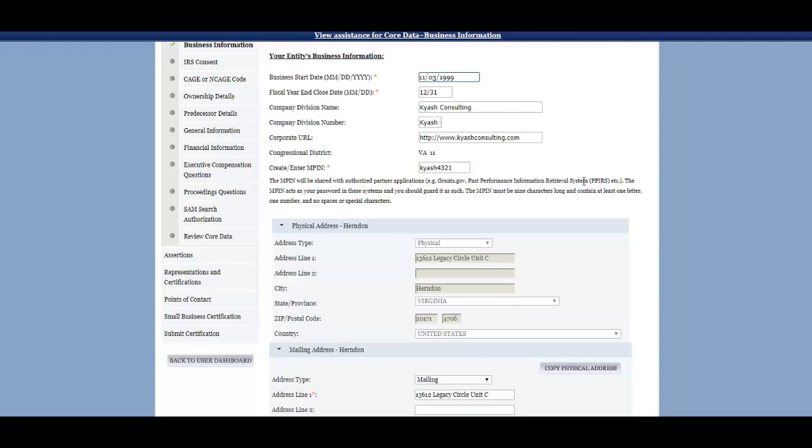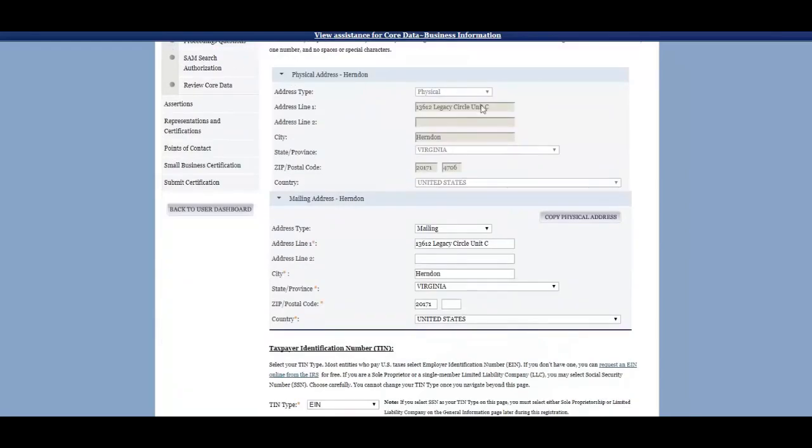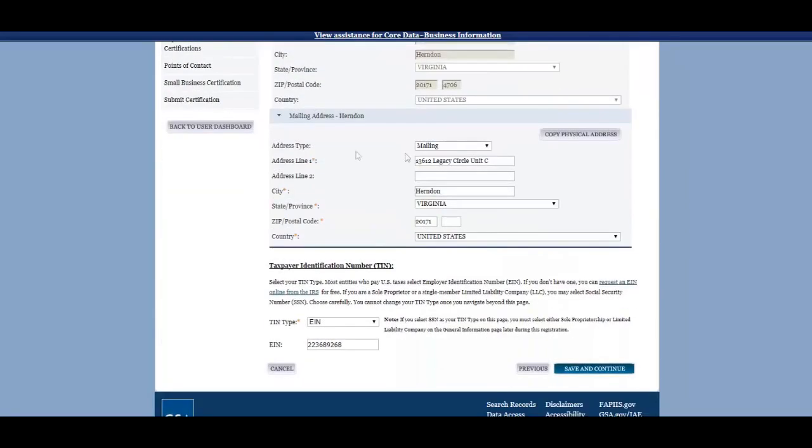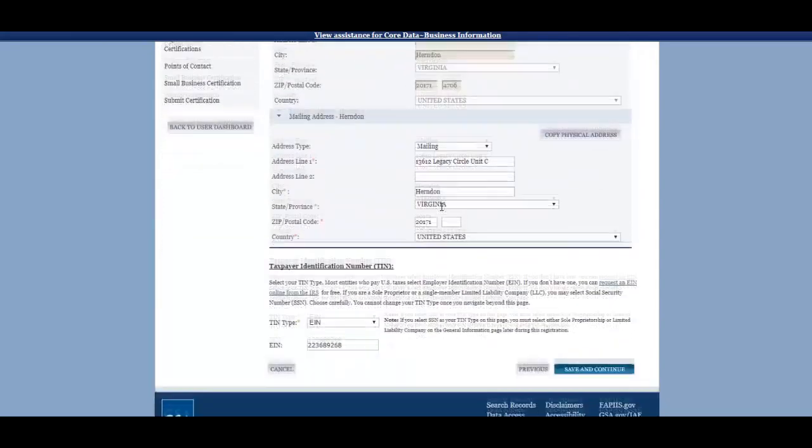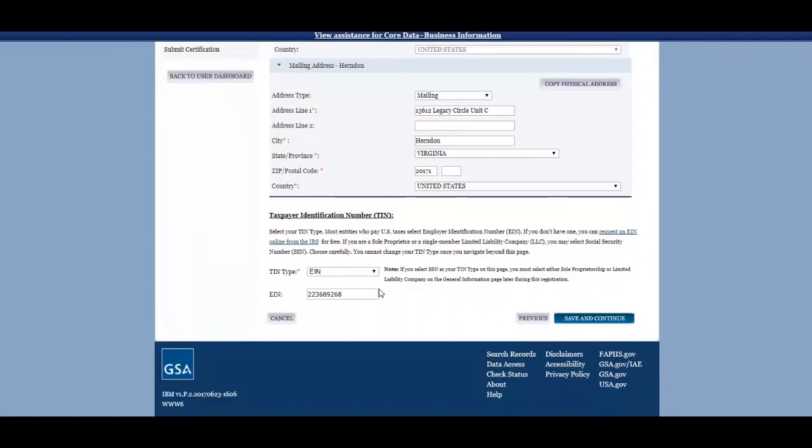Write this down because we'll have to fill it in elsewhere. 4321, something real simple. Okay, so we have a physical address of Herndon, Virginia. All this stuff you'll have to fill in, but I'm just going through it real quickly because all I'm doing is updating. I'm just trying to give you a flavor of what you'd be faced with if and when you decide you want to start a business or have an existing business and need to get your business registered in SAM.